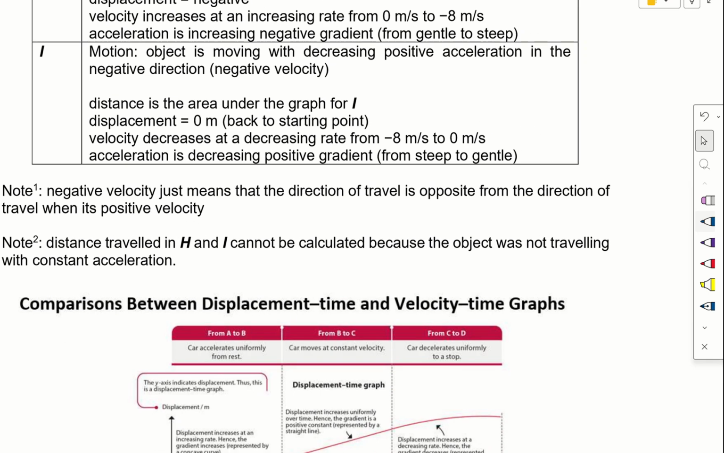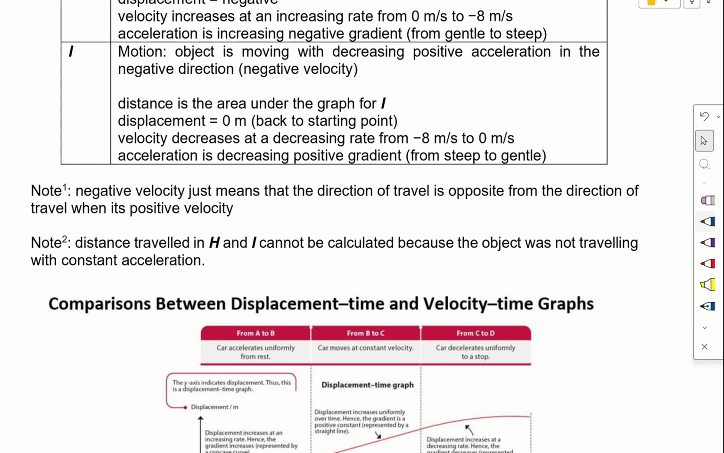Okay, so take note, negative velocity just means that the direction of travel is opposite from the direction of travel when it is positive velocity. And also distance travelled in H and I, which is actually the area under the graph, cannot be calculated because the object was not travelling with constant acceleration or constant velocity.